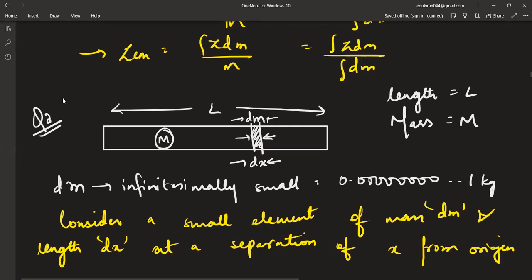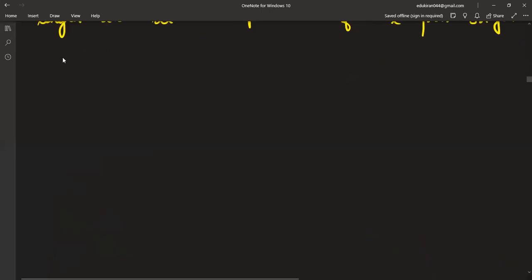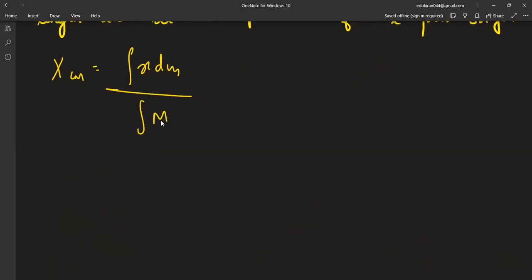Now see, dm is an infinitesimally small mass, means 0.00, keep on adding zeros and then put a significant figure, this many kgs. So you consider a small element of mass dm and length dx at a separation of x from the origin. Now when we have to find the entire one, I told you we'll use xcm equals integral of x dm divided by integration of dm. We'll integrate it from 0 to length L.